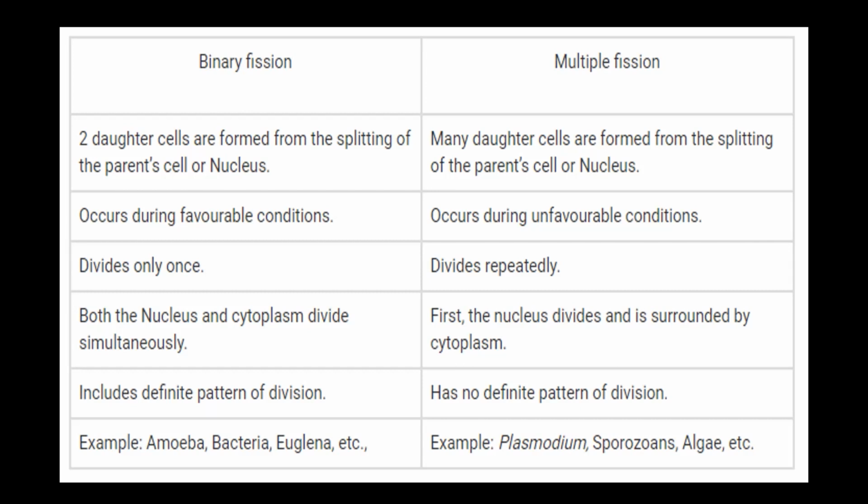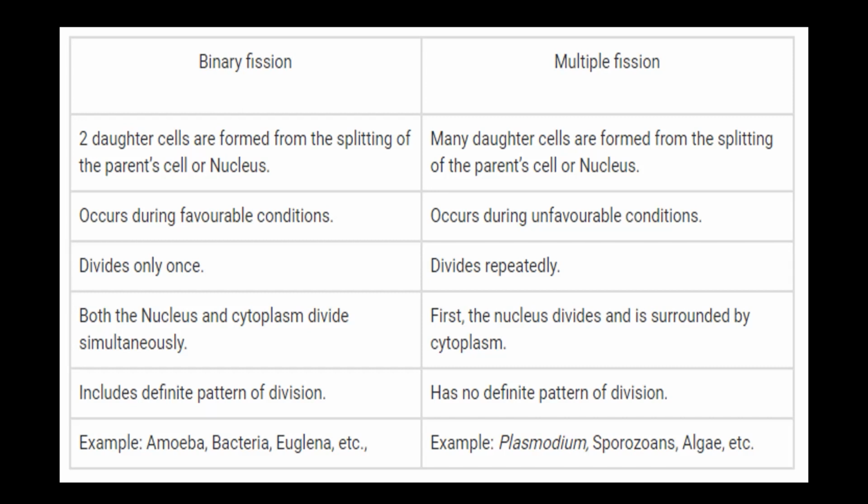Okay, binary fission. Next, we go to multiple fission. In multiple fission, as we saw, many daughter cells were formed. That was happening because of the splitting of the parent cell or nucleus. In the nucleus, a lot of daughter cells were formed, and those daughter cells came out. This can occur during unfavorable conditions also.